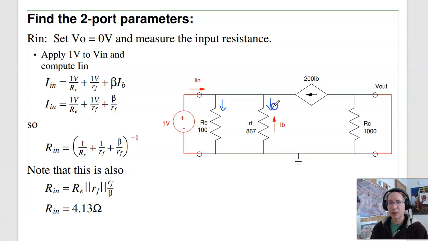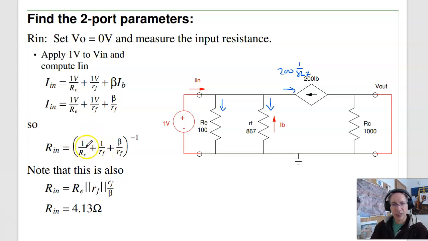This current is 1 over 867. This current is 200 times current through the base. So this will be 200 times 1 over 867. So that's the total current. And if you notice, this is actually the equation for 3 resistors in parallel. The resistance will be 1 over that.